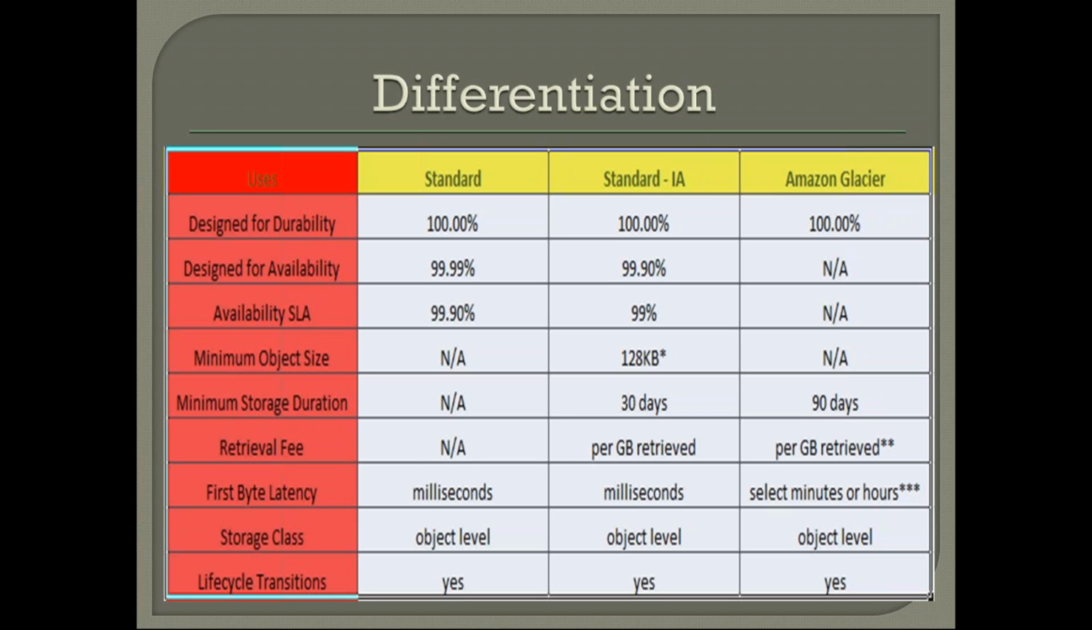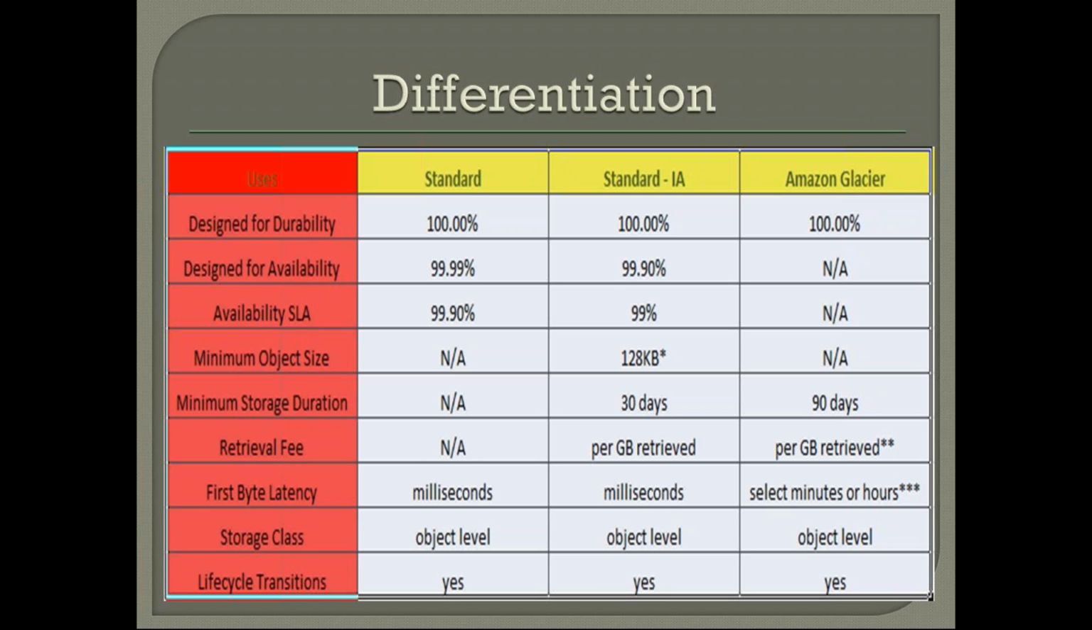Then the first byte latency, so how fast it is happening. The latency will be in milliseconds. Once you click on it and you want the data, within milliseconds you can retrieve and access the data. That is also the same for standard infrequently accessed data. And in Amazon Glacier, it will take minutes. As these are archived data, it will take minutes or even hours. Latency is the time difference within which we are retrieving the data, or we can see the data.